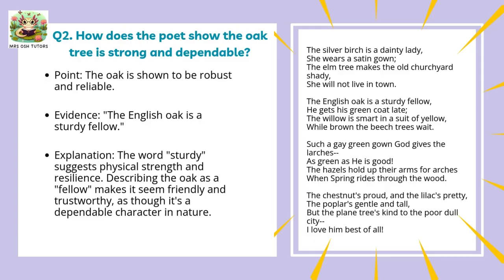I've then chosen my evidence. The English oak is a sturdy fellow. My explanation is the word sturdy suggests physical strength and resilience. Describing the oak as a fellow makes it seem friendly and trustworthy, as though it's a dependable character in nature. So you can see that even in my explanation, I have tried to vary my vocabulary choices to show depth of understanding of the words that have been used in the question as well as in the text.